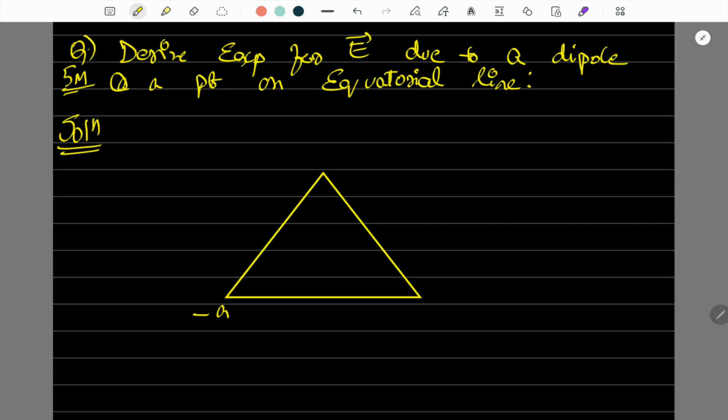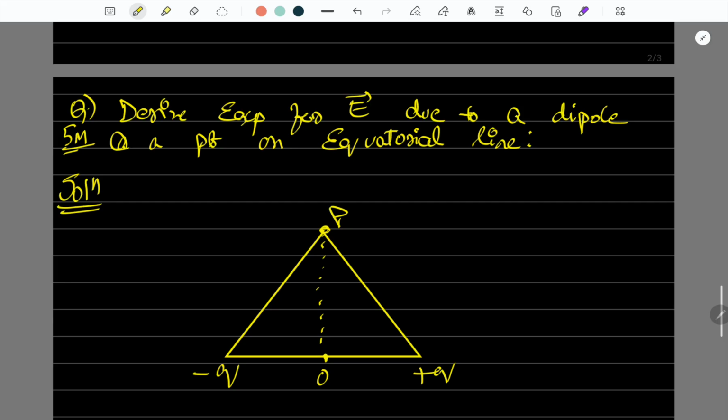I've just redrawn this. Minus q, plus q, center is O, and this is your equatorial line. This is point P which we have considered. So due to plus q, you will have electric field going this way, and due to minus q, you will have electric field going this way, E minus q and E plus q. You need to make sure these two arrows are aligned, which you can check with the scale.